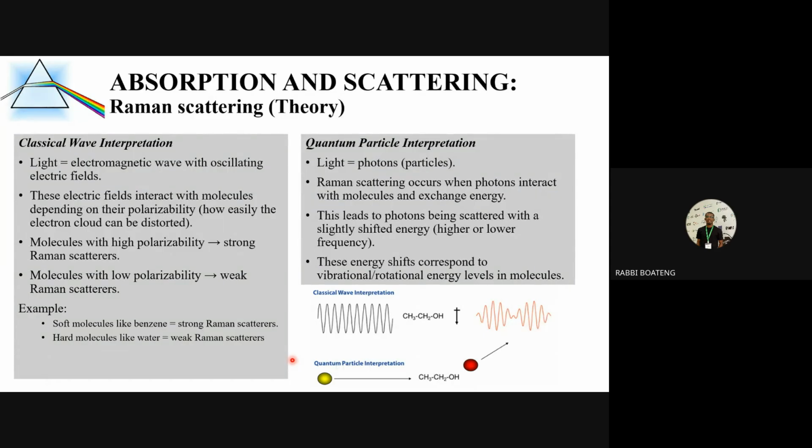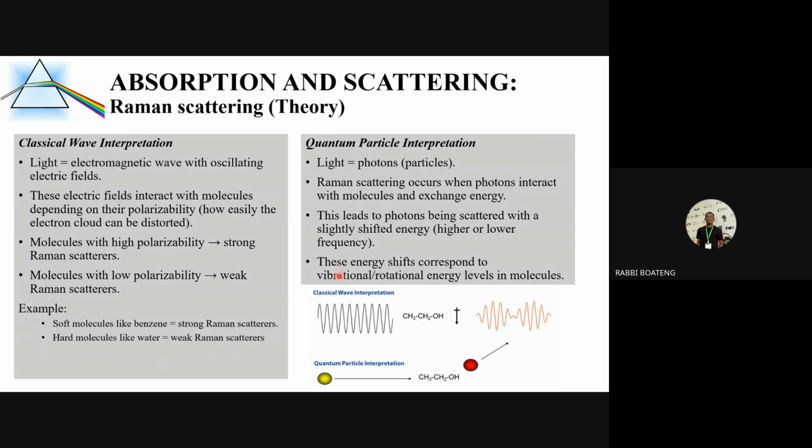And we consider the material to be polarized. When you say polarized, it means the electron cloud can easily be distorted or changed. It means that anytime you have a high polarization of the material, the Raman will scatter more. You get more Raman scattering. And if the polarization of the material is very low, the Raman will be very weak. So in a situation where we have soft molecules like benzene that have a high polarization, it will scatter more. And where we have hard molecules like water, it will scatter very weakly.